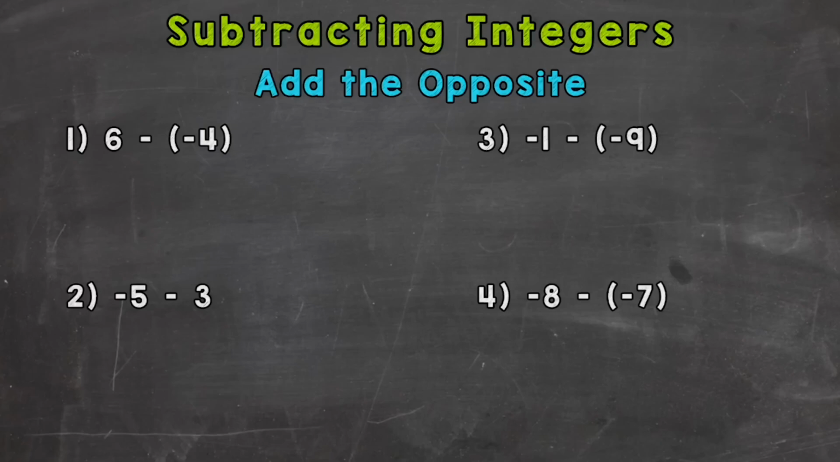Now, when it comes to subtracting integers, we are actually going to add the opposite. And we have 4 examples here that we are going to do together in order to get this down.